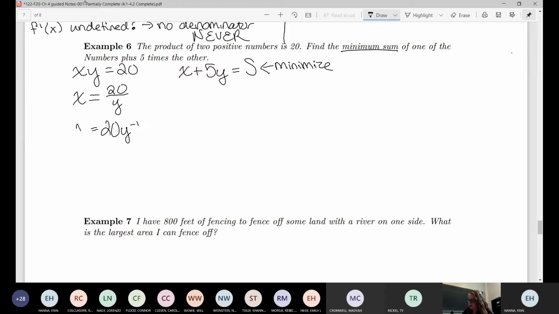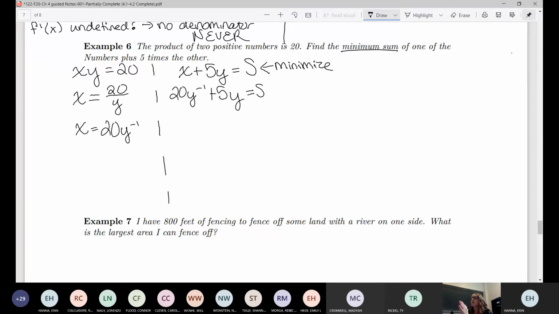So I'm going to take that x value and replace it with what I just found it to be equal to in my second equation. So now we've replaced that x value with a y. Now that there's only one variable type on the left here, we can actually take the derivative.